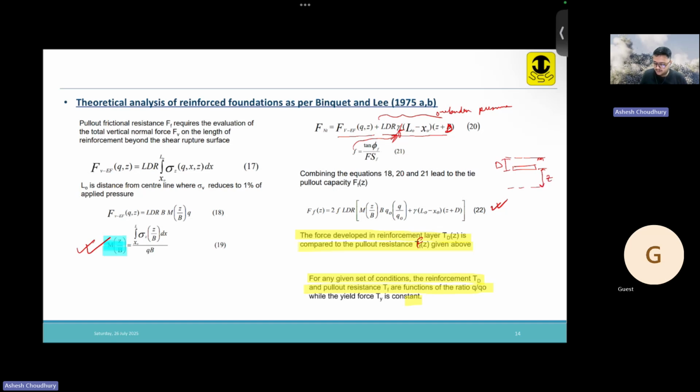So we are finding the total overburden pressure here, due to this side, at any level Z. Right. So remember.